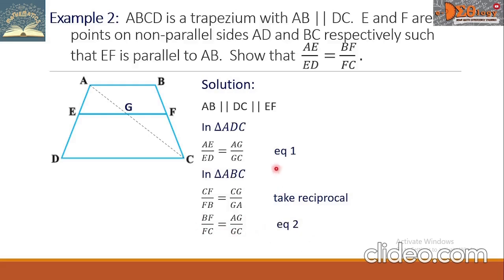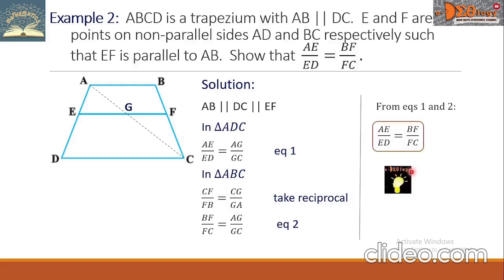Now notice equation 1 and equation 2 together. We can say that AE over ED equals BF over FC. Now we are done. We are able to show that AE over ED equals BF over FC.